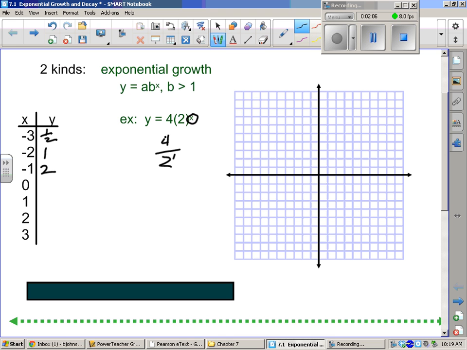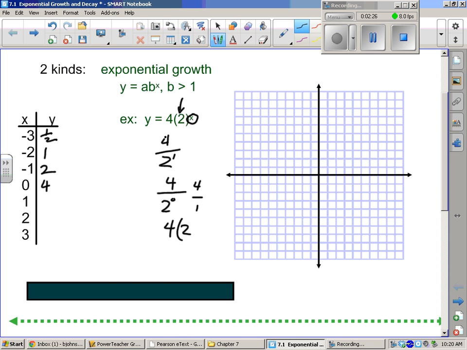Hey, I noticed something here. They're all doubling. Let's see if it happens again. 2 to the 0 is 1. So 4 over 1 is just 4. Oh, it doubled again. Do you think it's going to do it one more time?